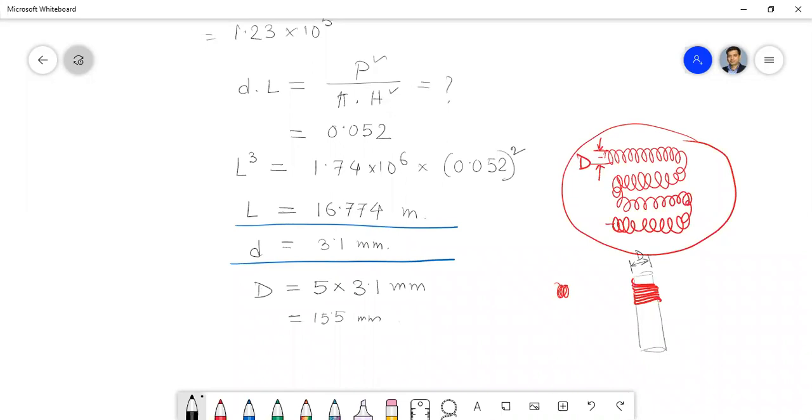Now in 1 meter, or maybe 1 centimeter, or maybe 1 millimeter, how many coils will you have? Suppose take 1 meter or 1 millimeter. Per millimeter, how many turns will you have?